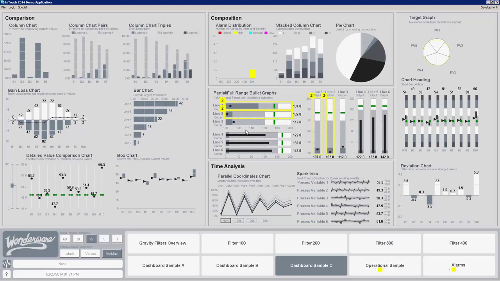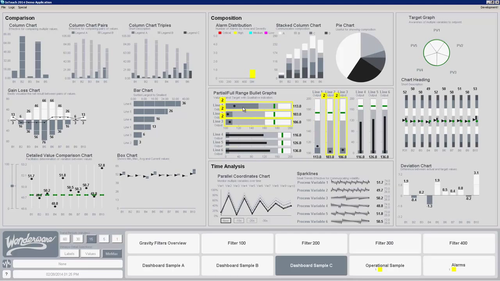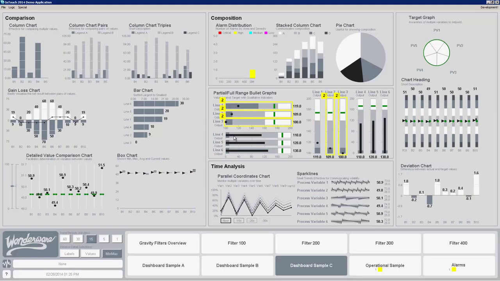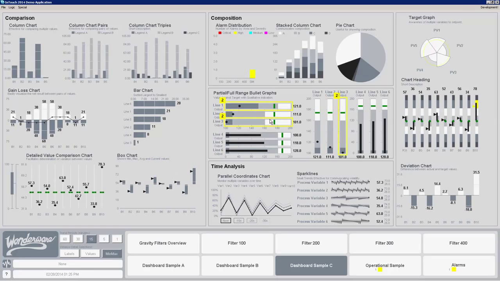In this particular case, these bullet graphs have been configured such that if it goes into the bad area, which is this dark space here, it automatically shows the alarm border indicator, but that can be turned off if you don't like it. These can be oriented horizontally or vertically as shown here.